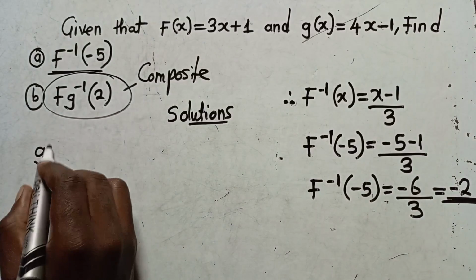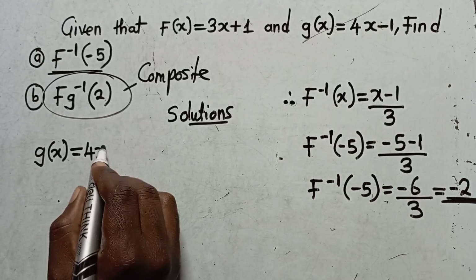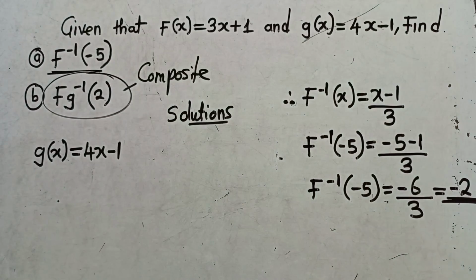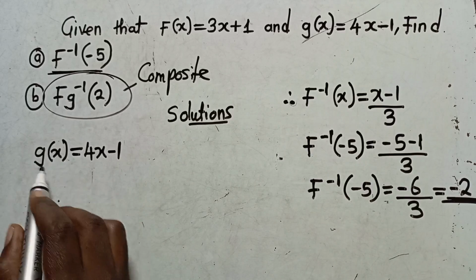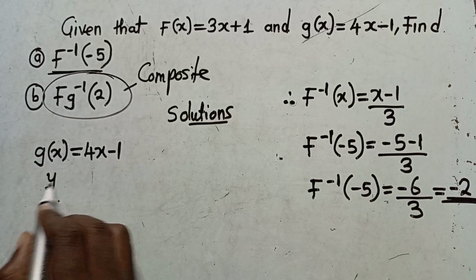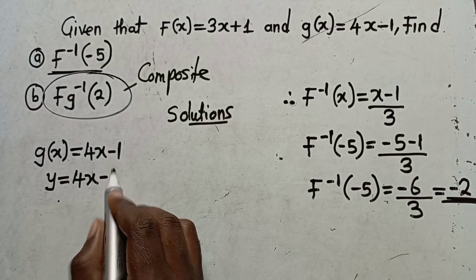So what we are going to do is that I'm going to get the function g. So I'm going to say g of x is equal to 4x minus 1. This is what I'm going to do. Then the next thing that I will do here is that this part where there is g of x, I put y is equal to 4x minus 1.